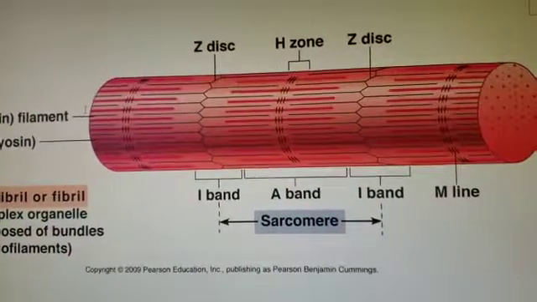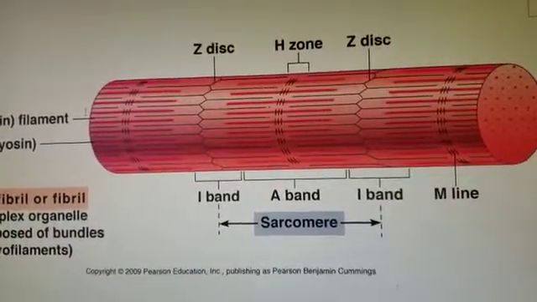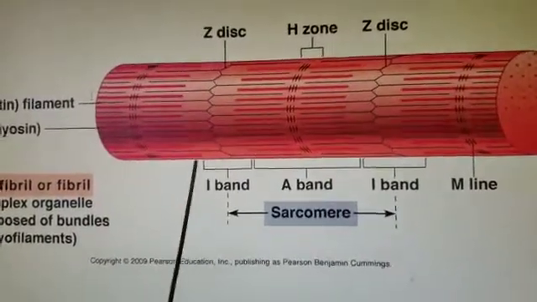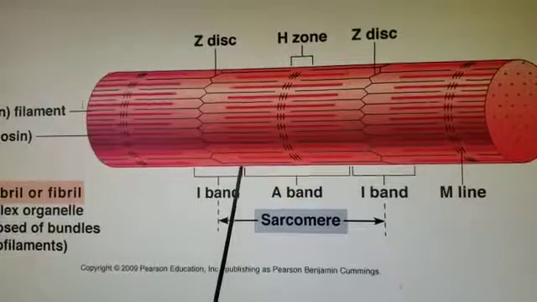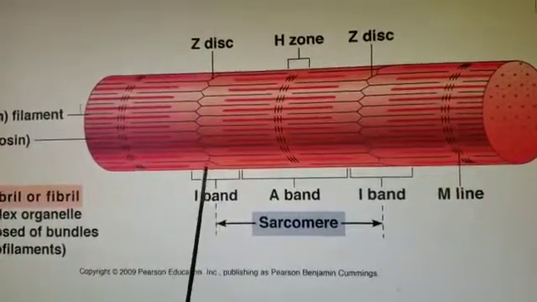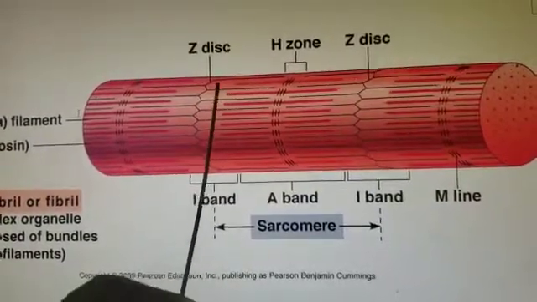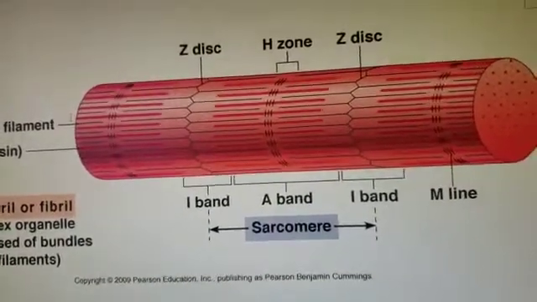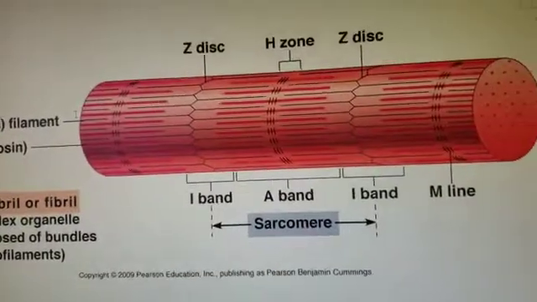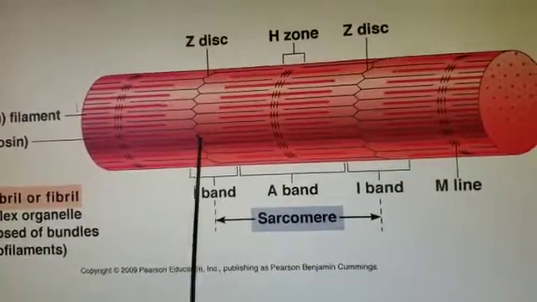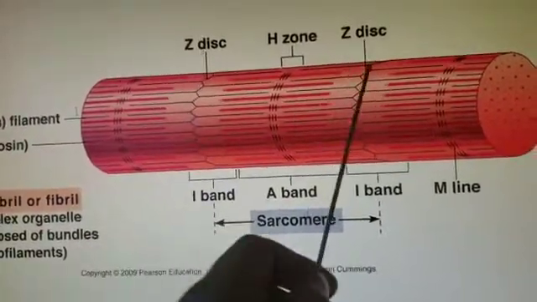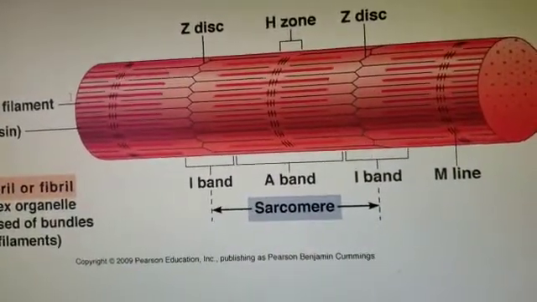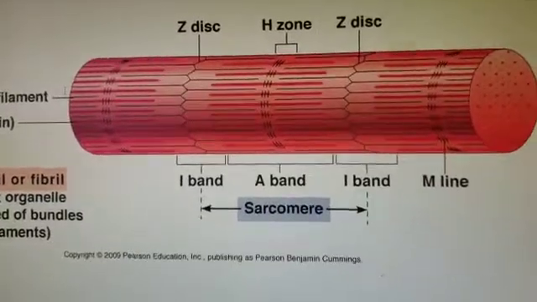And the I band is the area between thick filaments where only thin filaments are present. So here you go, the I band. If you notice, only actin is there; myosin, again, is a thick filament, which doesn't reach within that, it's not present. Now, a sarcomere goes from Z disc to Z disc, and it's the functional contractile unit of a muscle fiber.